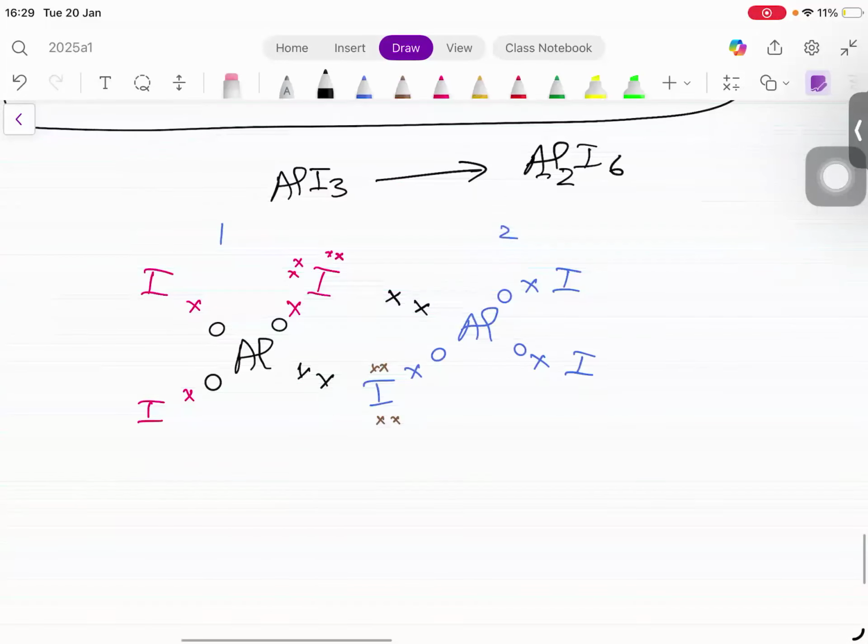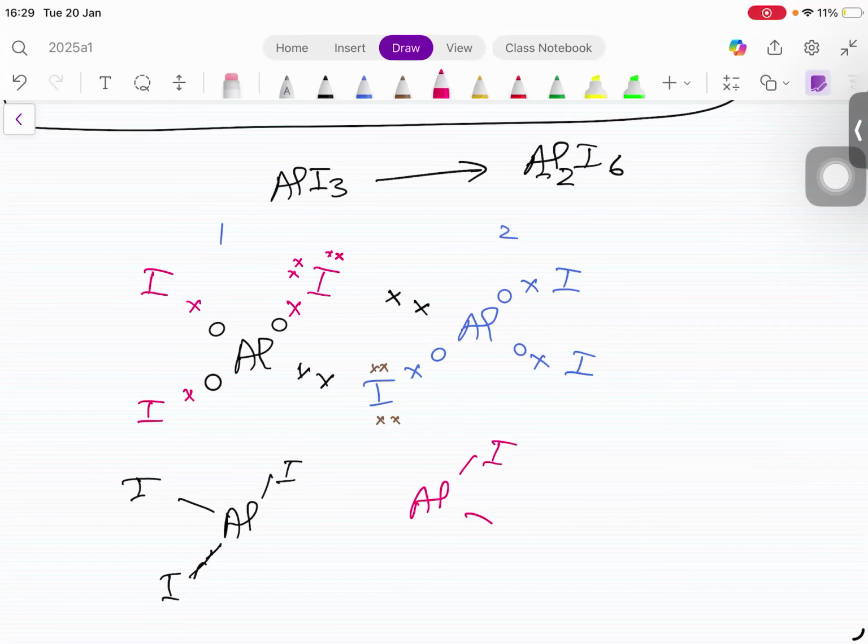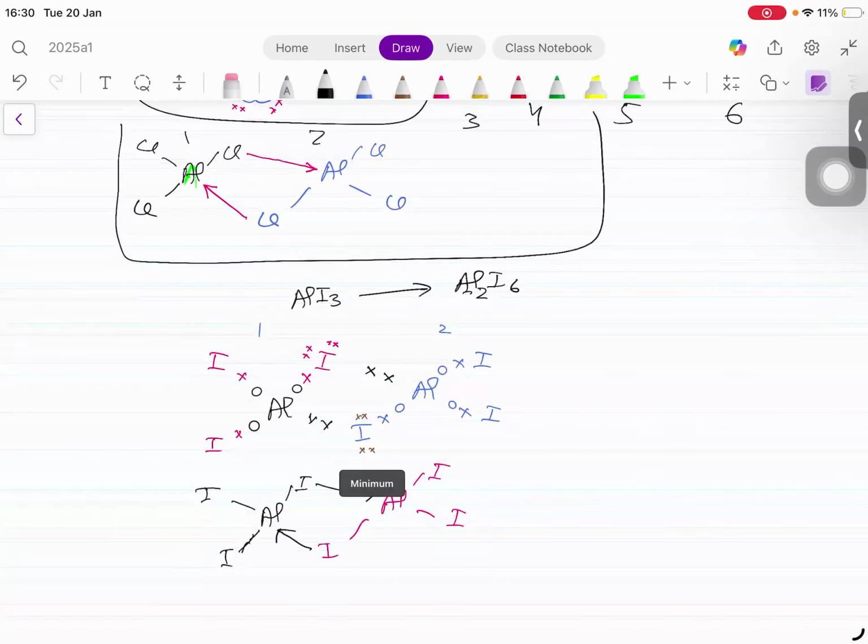Right? So, this is AlI. But as I said and repeat myself, once they are formed, they behave alike. So look at this. Here and then here. Okay, this is Al2I6. Right? So these are a few examples.